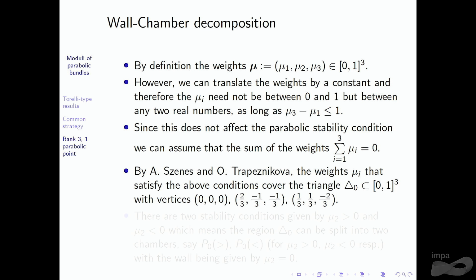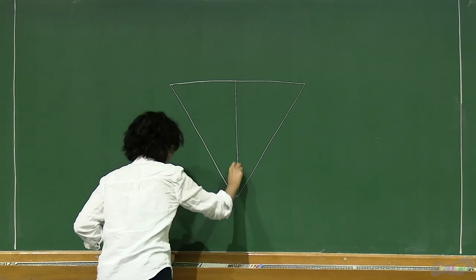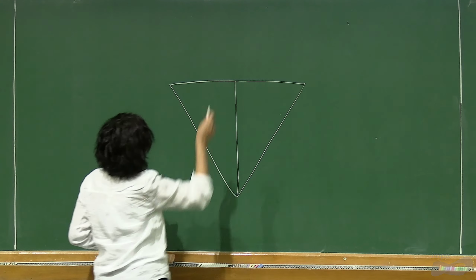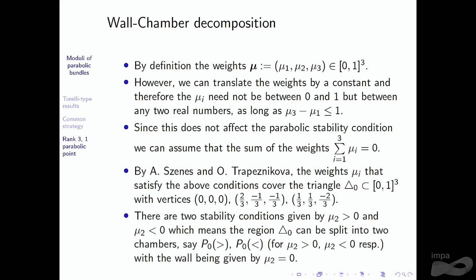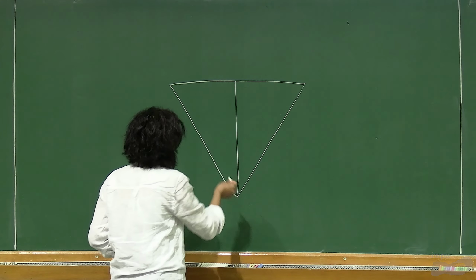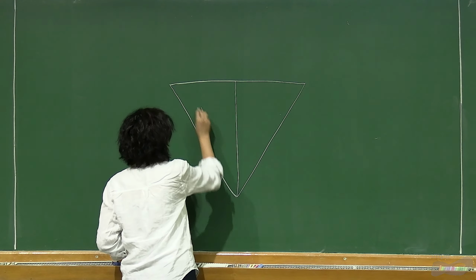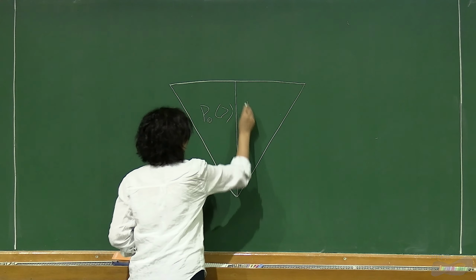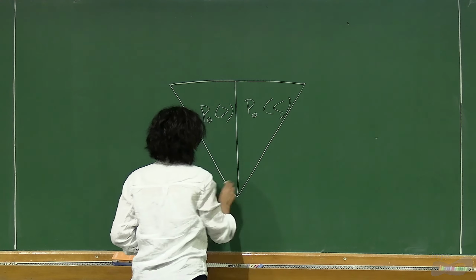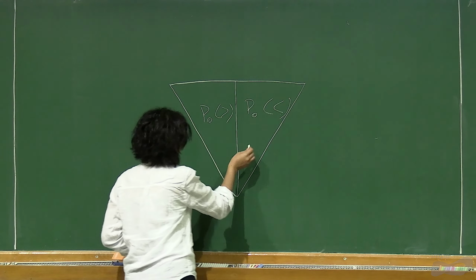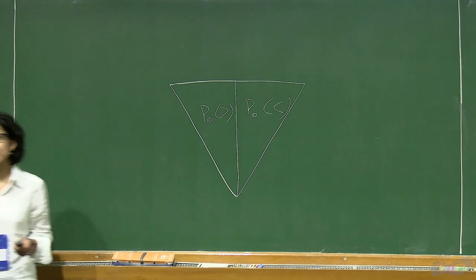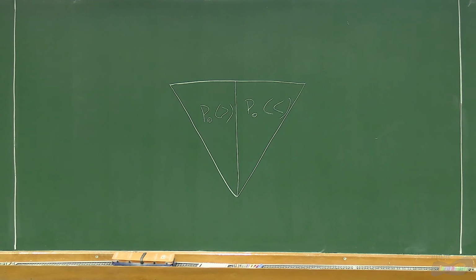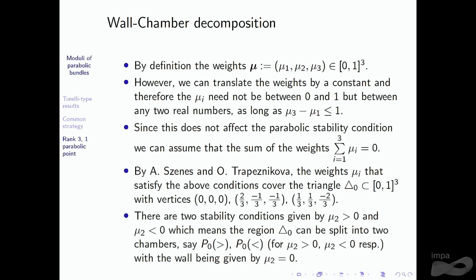Can everybody see? Anyway, just a triangle, and it's going to have 2 regions. One is going to be labeled P0 greater, the other P0 less. What greater and less than means here is for mu_2 in the weights to be greater than 0 or less than 0. So this is what we found, and they say it is exactly our setup.